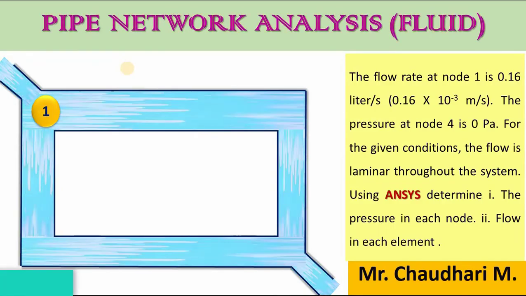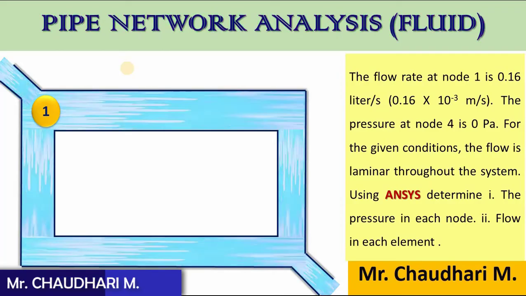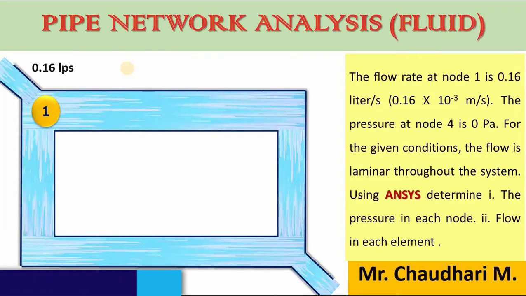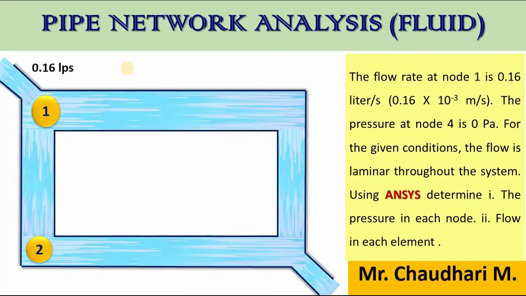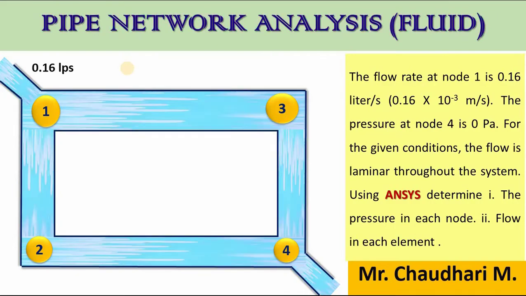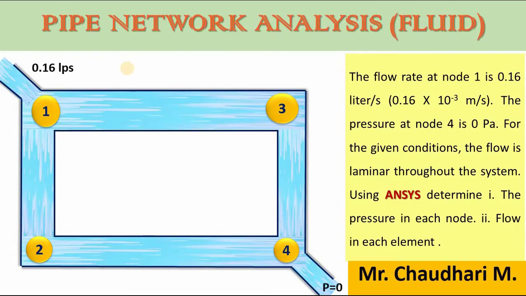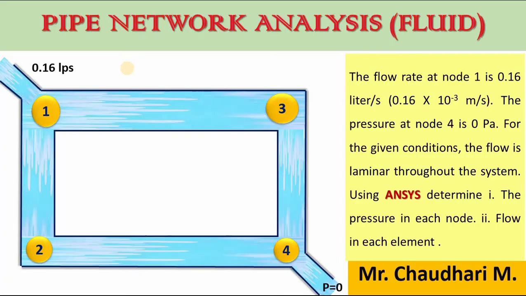Next, the pressure at node 4 is 0 Pascal. So see here, at node 1, 0.16 LPS is the flow rate given. Then this is the second node, there is a third node, and the last one is the fourth node. At the fourth node, the pressure value is 0 Pascal. Then for the given condition, the flow is laminar. So the first assumption is laminar flow throughout the system.